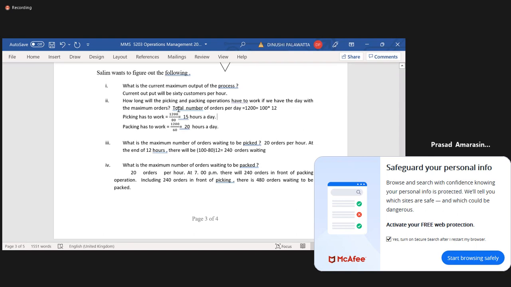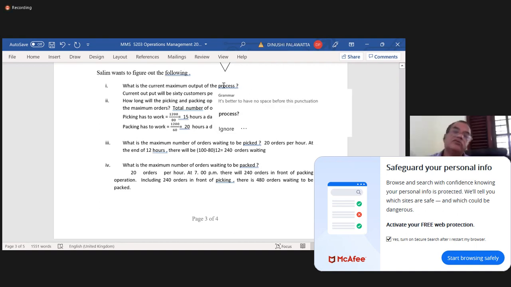To accept 1,200 orders in the day, right? At the rate of 80 orders per hour, you have to work 15 hours a day. But the working day is actually from 7 a.m. to 7 p.m., that's 12 hours. That's why you are accepting 100 orders per hour.